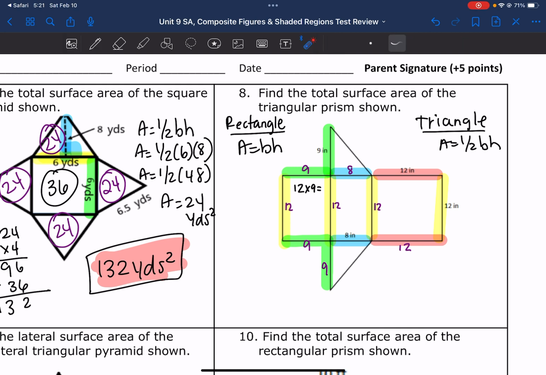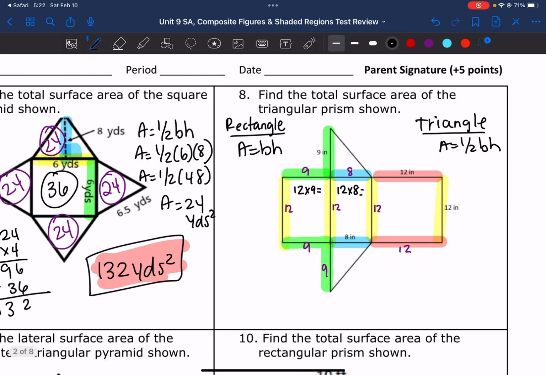We're going to go ahead and look at this middle one here. And if I look, it is 12 times 8. So I'm going to write 12 times 8. Okay, and then finally, the last rectangle is a 12. It's actually a square. It's going to be 12 times 12. Okay, so here, let's multiply those. 12 times 9, that's going to be 18. 9 plus 1 is 10, so that means this is 108.